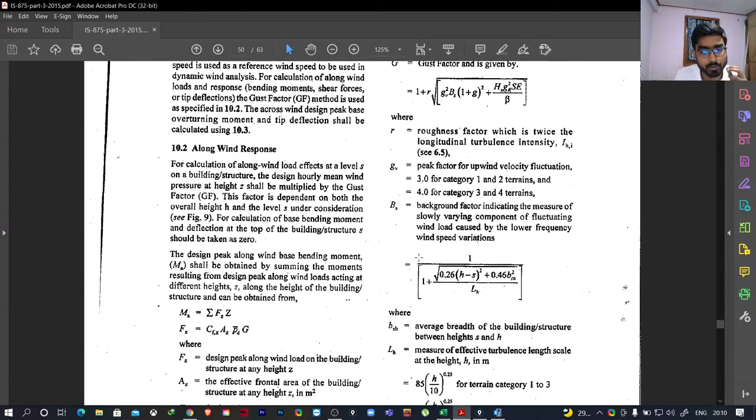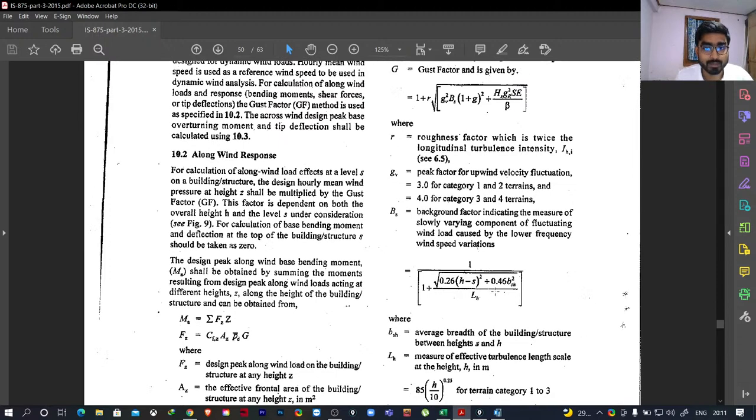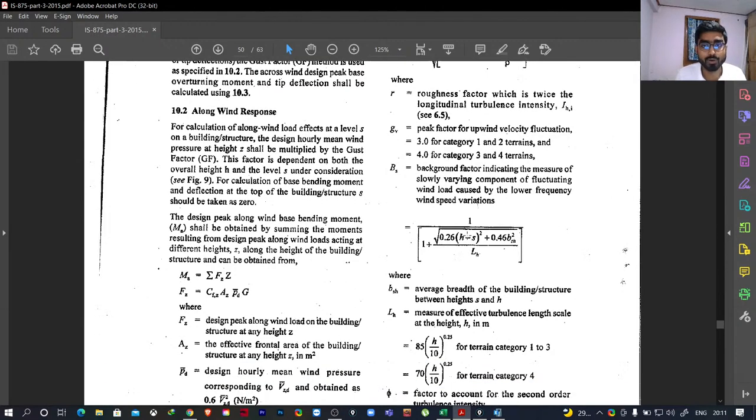Every component has one formula. You just have to understand the components. Then you directly put the inputs in the formula and get the result. So for BS, it is 1 by 1 plus 0.26 root under (H minus S) square plus 0.46 BSH square by LH. Now we need to find these values. It is so complicated in terms of components. Every component has its own subcomponent. So what is H and S?